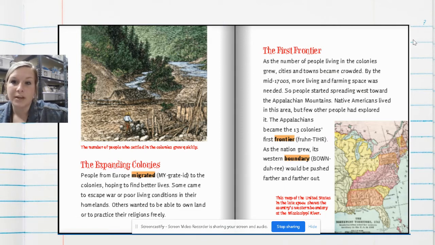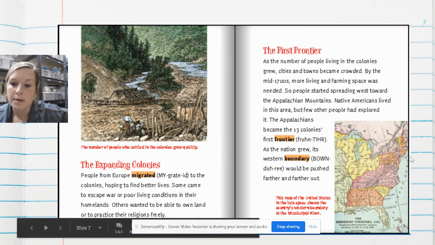The first frontier. As the number of people living in the colonies grew, cities and towns became crowded. By the mid-1700s, more living and farming space was needed, so people started spreading west toward the Appalachian Mountains. Native Americans lived in this area, but few other people had explored it. The Appalachians became the 13 colonies' first frontier. As the nation grew, its western boundary would be pushed farther and farther out.